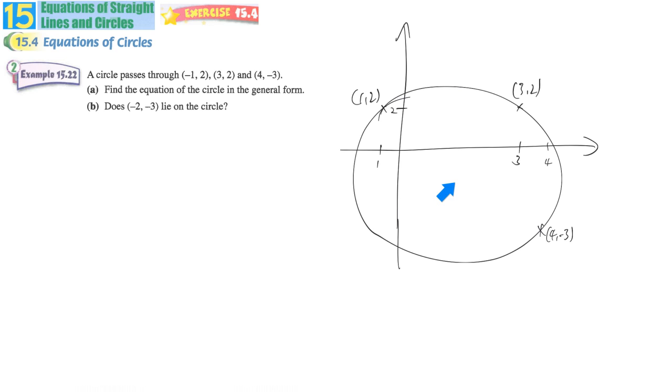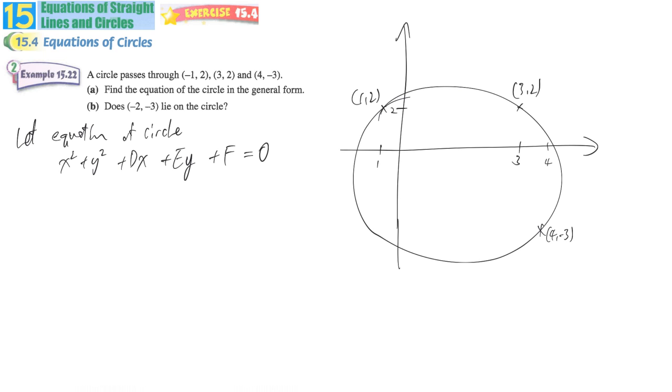And there is no method for us to find the center unless this is perpendicular. But obviously it is not, because this line is horizontal while this line is not vertical. So our method is to set the format of the equation of the circle. We just simply let the equation of the circle be x squared plus y squared plus I don't know how many times of x, don't know how many times of y, and don't know what the constant is, equal to 0.